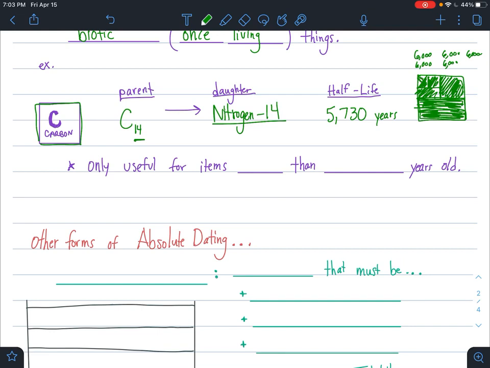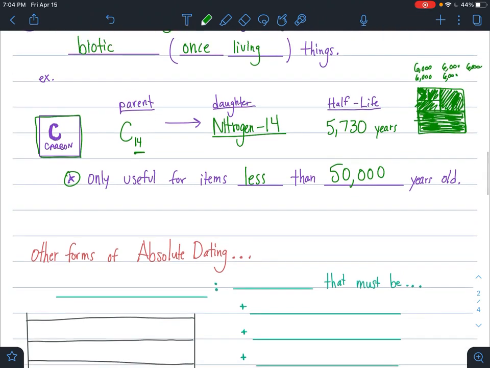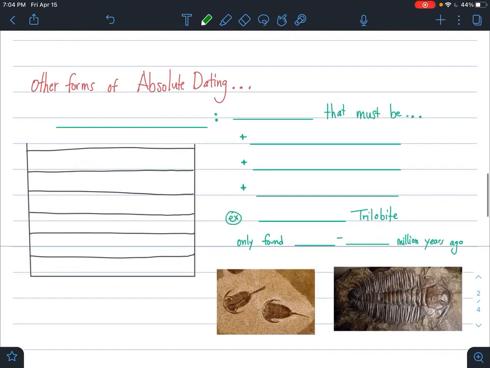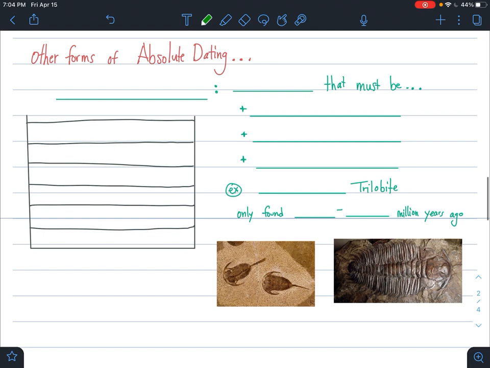You can imagine that at some point there's not going to be much carbon-14 left, which means we can no longer tell how long it's been, because if it's all nitrogen-14, we've overextended our clock. So carbon dating is only useful for items that are less than about 50,000 years old, from now until 50,000 years ago. If it's beyond that and it was living, we can't use carbon dating, simply because that isotope breaks down into nitrogen-14 so fast. We miss the clock.